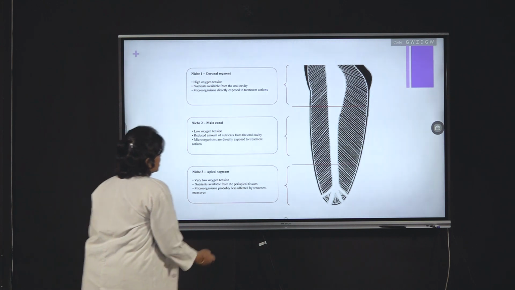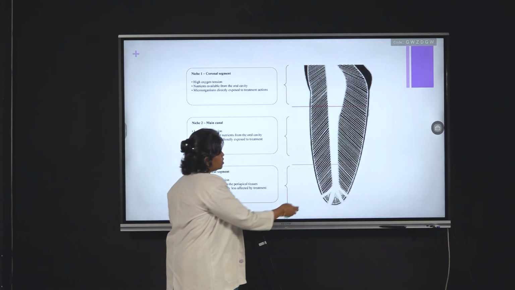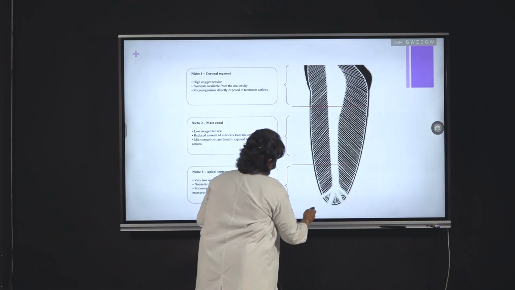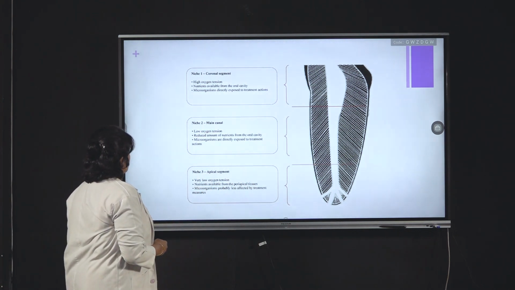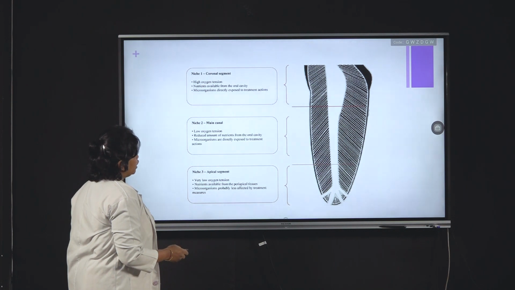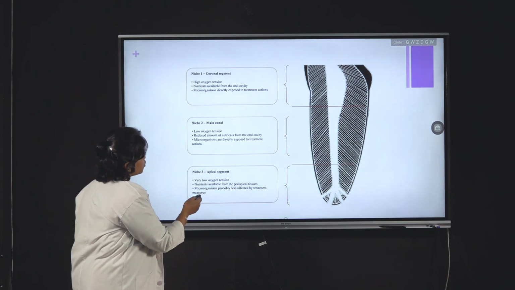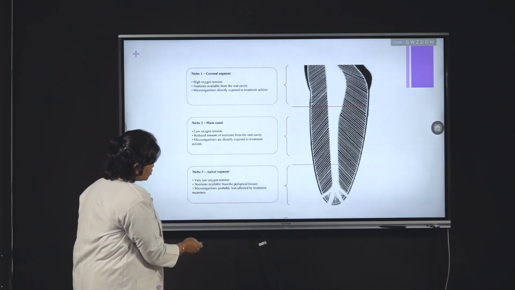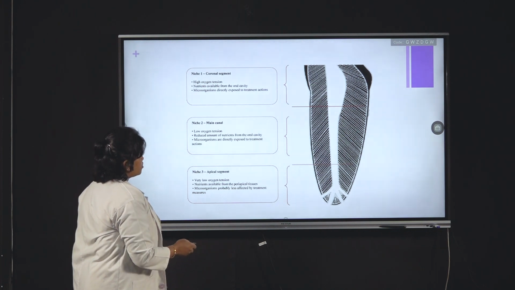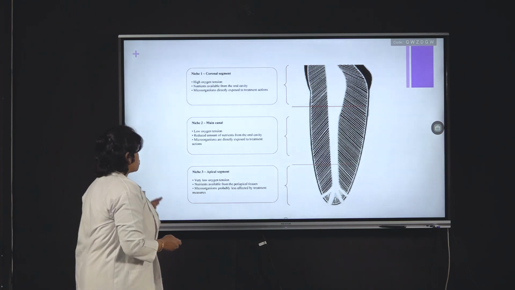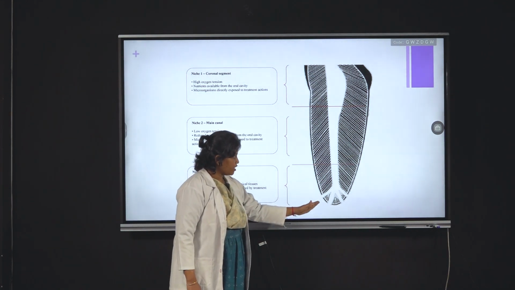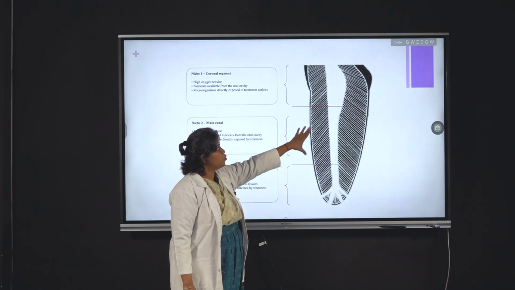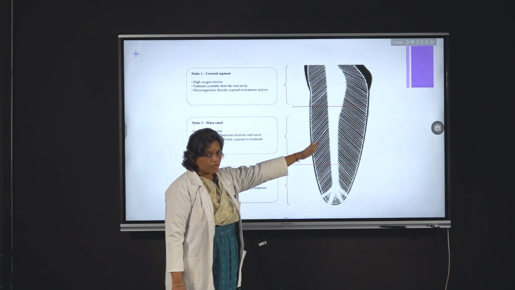Now coming to the main aspect, which is the apical third fragment, right? The apical third fragment has very low oxygen tension because we are moving from the oral cavity down into the alveolar bone. So the oxygen tension is very low, and the nutrients usually come from the periapical area, in contrast to the remaining two areas where the nutrition was coming from the oral cavity.